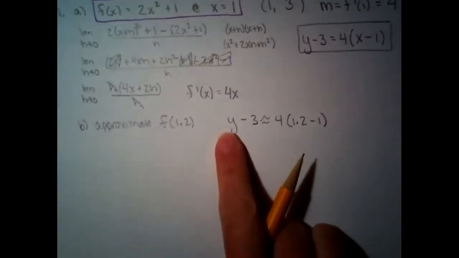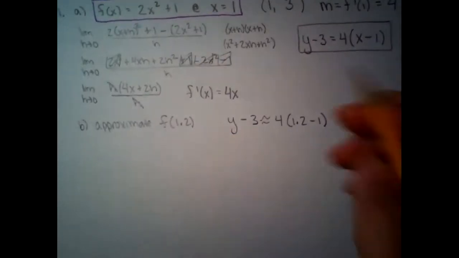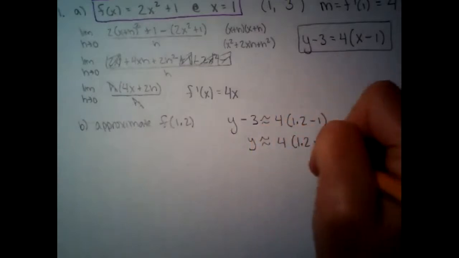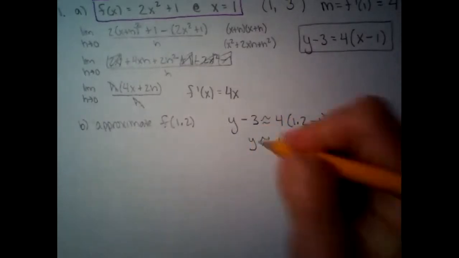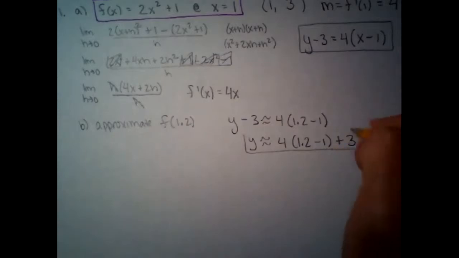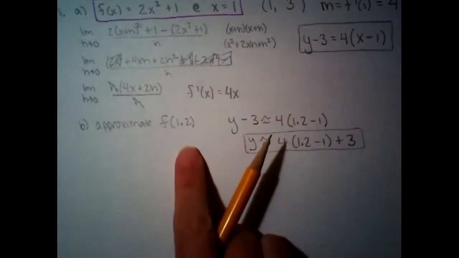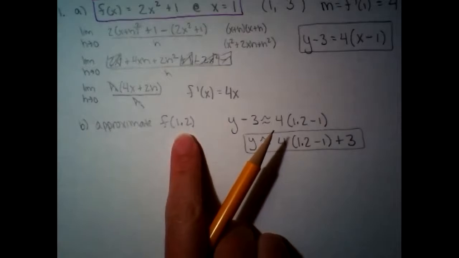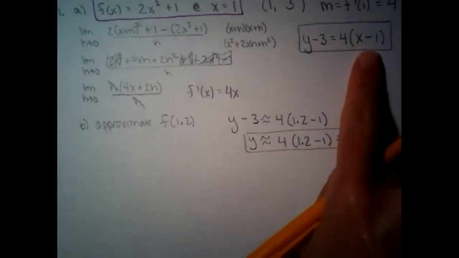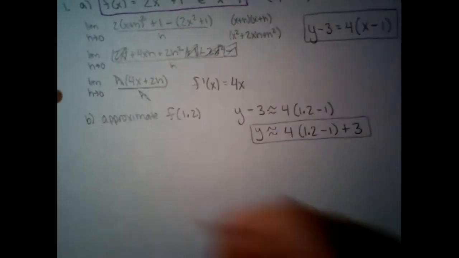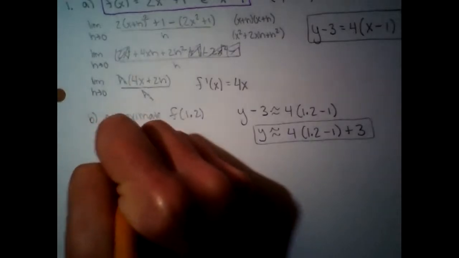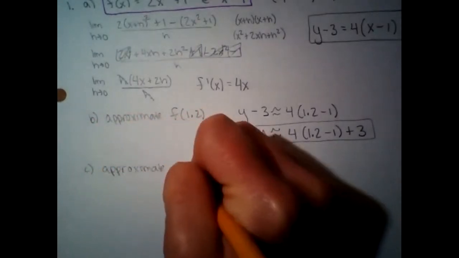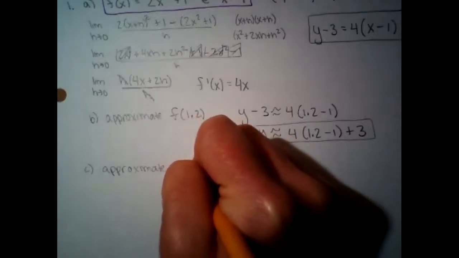And then just get y by itself. So you would just have to add over the 3. So y is approximately this. That would be your approximation at 1.2. And again, the reason that that worked is because 1.2 is really close to 1, which is where we wrote the equation of the tangent line. Now say you were asked to approximate f of 3.9.